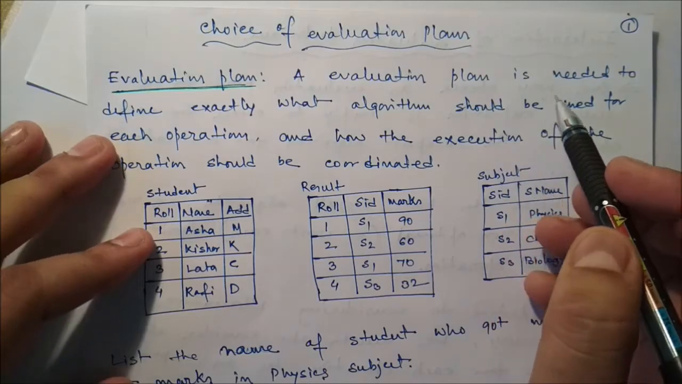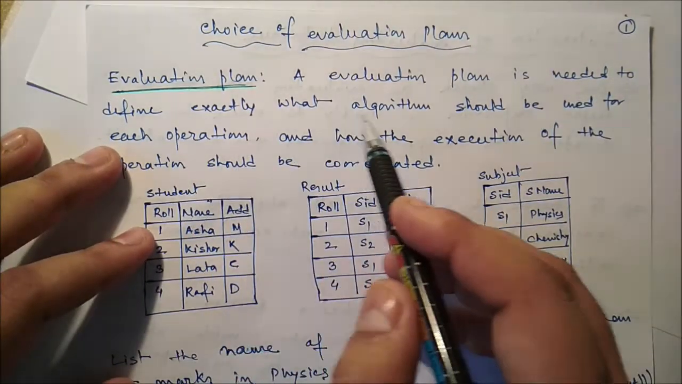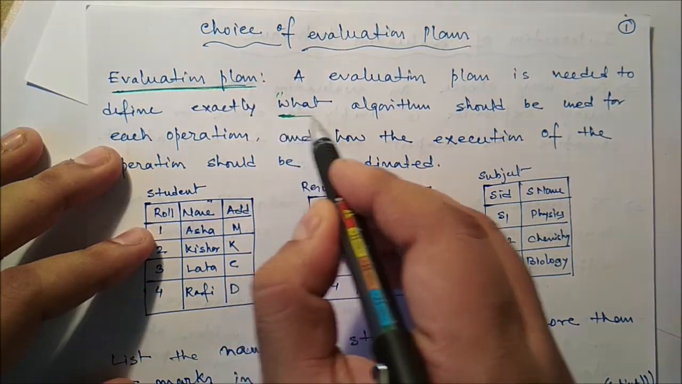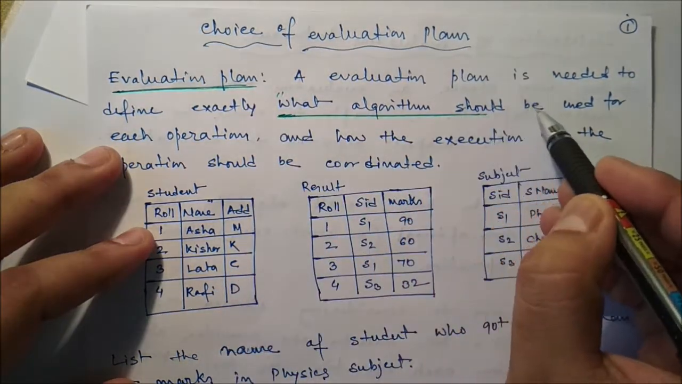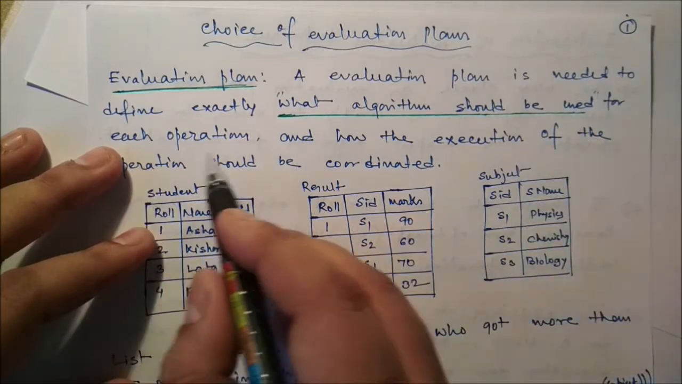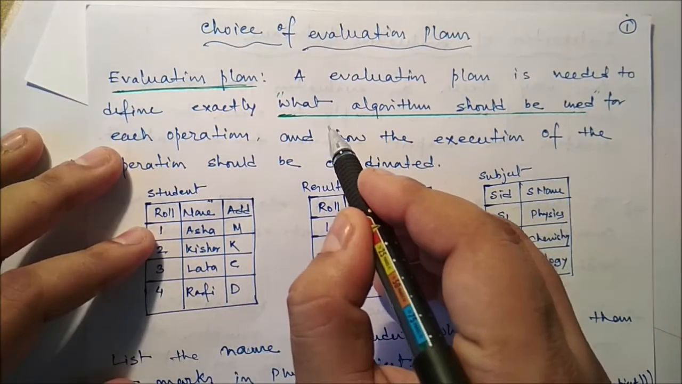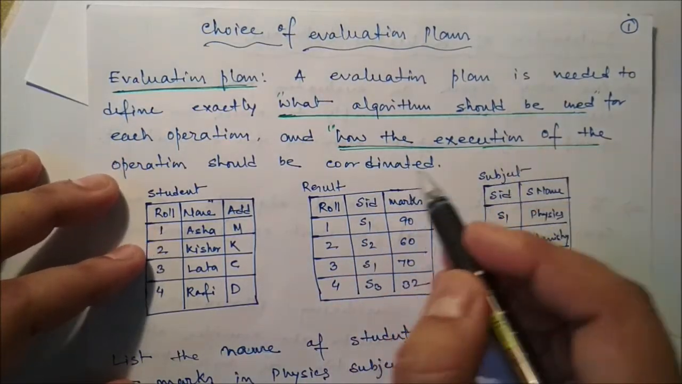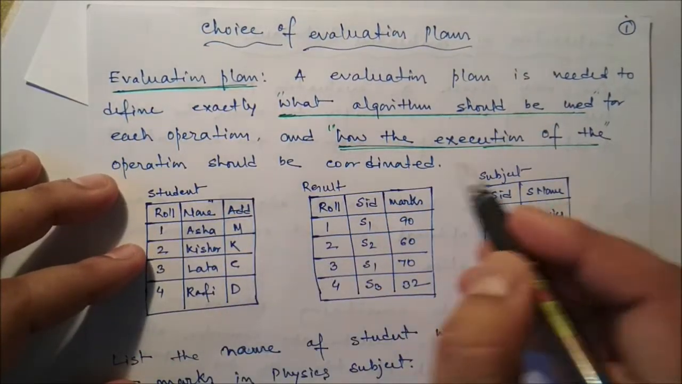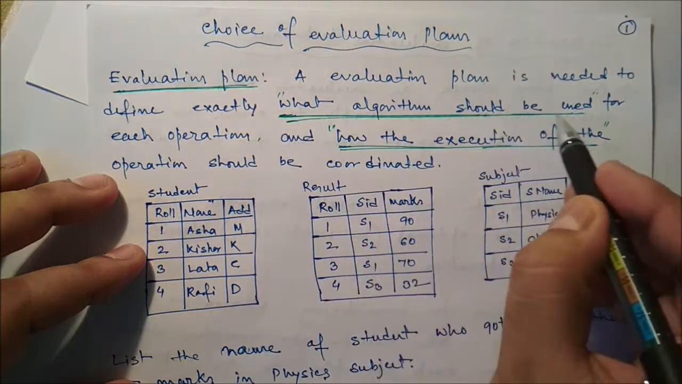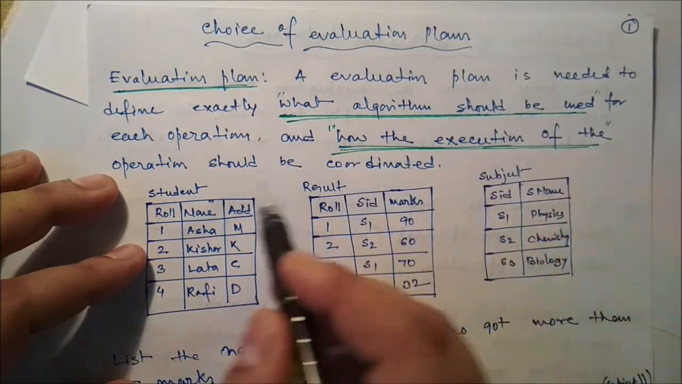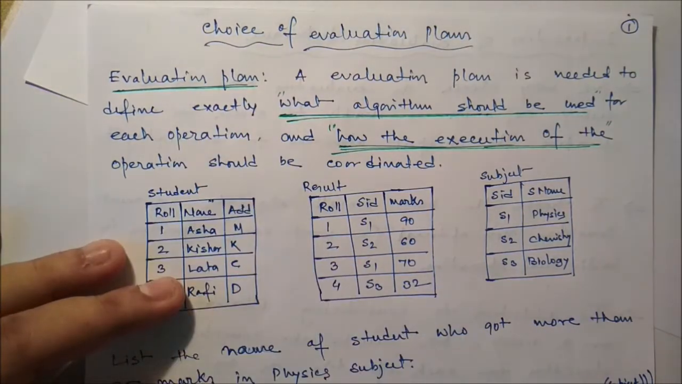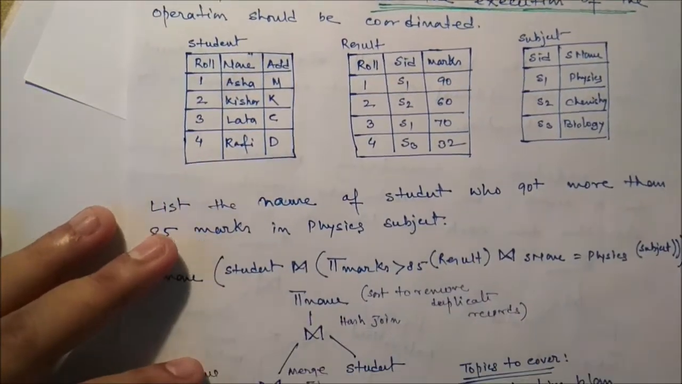An evaluation plan is needed to define exactly what algorithm should be used. This one is very important. For each operation, and how the execution of the operation should be coordinated. So what algorithm should be used and how the execution of the operation should be coordinated. These two are the main goal of the evaluation plan. Now we can see one simple example.